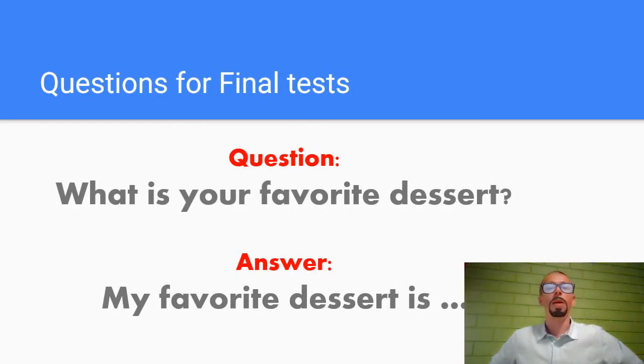Let's move on to another question that I will ask on the final test. The question is, what's your favorite dessert? Now the answer is almost the same. My favorite dessert is blah blah blah. So you have to really listen for the object of the question. Right? What's your favorite dessert? And this word you include in your answer. My favorite dessert is cheesecake, cake, or my favorite dessert is something. All right, let's practice how to answer this question.